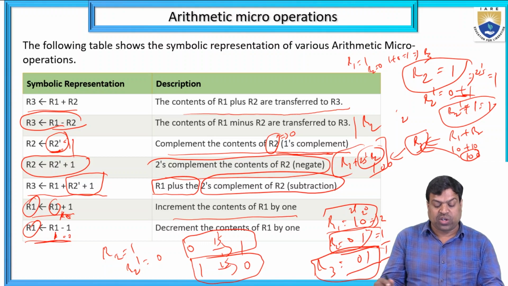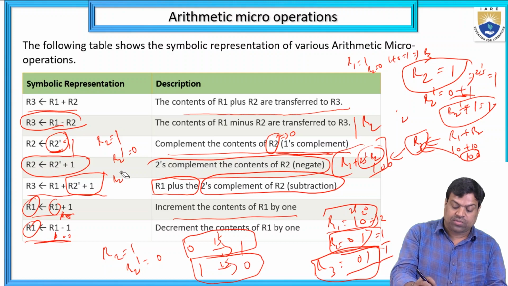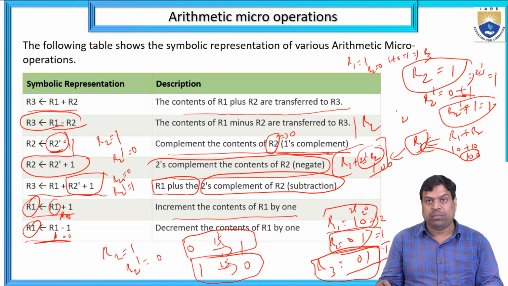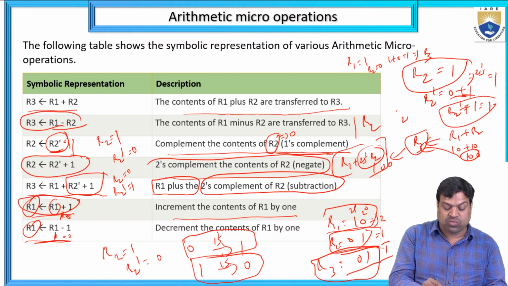R2 complement means we are complementing R2. R2 equal to 1, R2 bar equal to 0. R2 equal to 0, then R2 bar equal to 1, like this. So we are complementing the values. After the complementing, we are adding plus 1, that is a 2's complement. R1 plus 1 means we are incrementing. R1 minus 1 means we are decrementing.